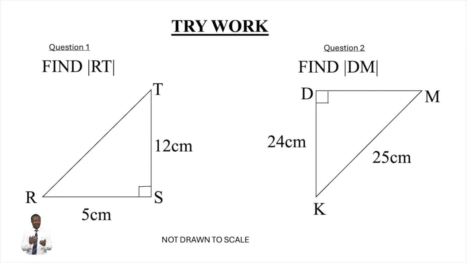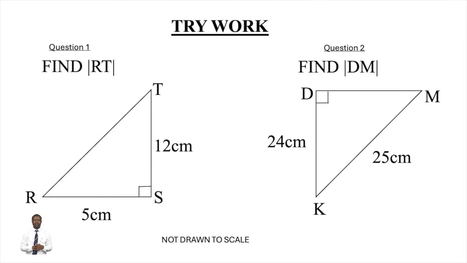On your screens are two different diagrams, two different questions, question 1 and question 2. You are going to try these questions on your own. Afterwards, I will present the ideal solution. You can compare to yours afterwards. Question 1, you are being asked to find the magnitude of RT. Question 2, you are being asked to find the magnitude of DM. You have a minute for each question, and your time starts now.